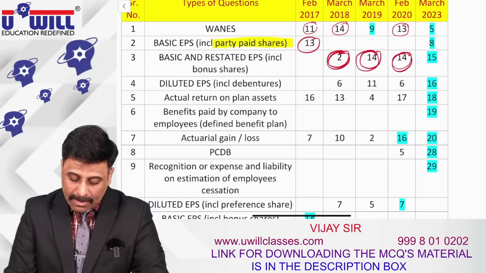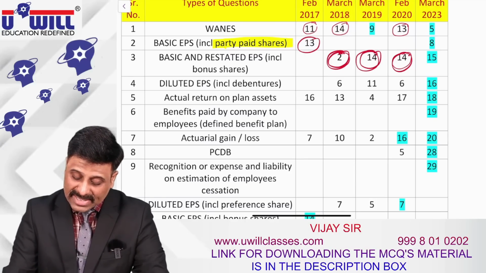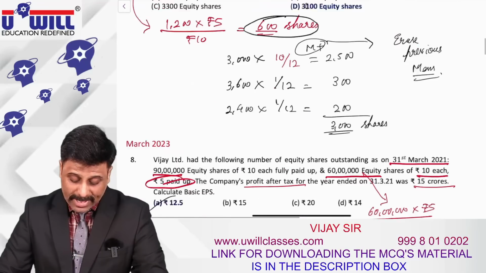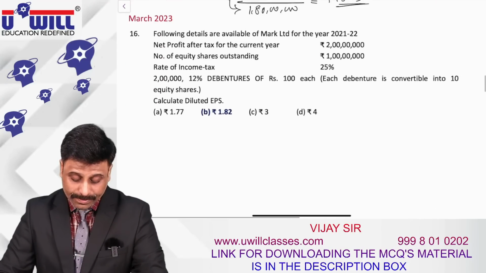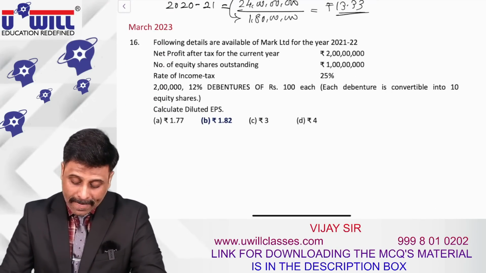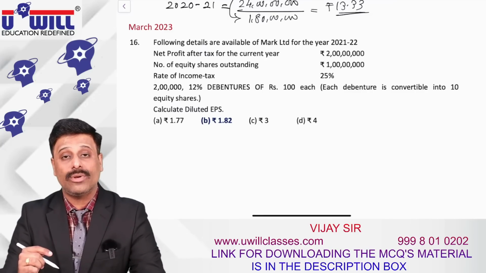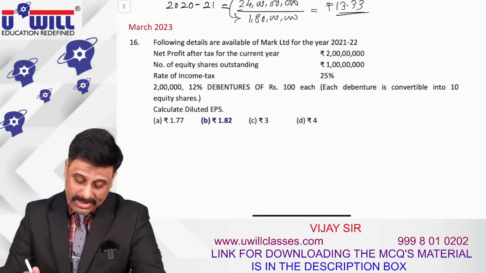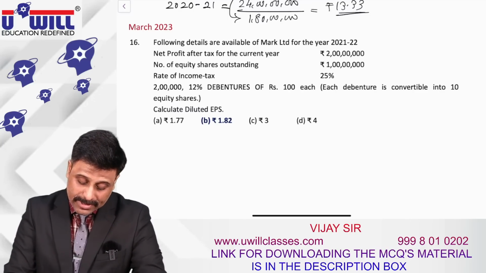Now diluted EPS including debentures, I am solving question 16 of recent exams. The other ones you'll try on your own. So look at the diluted EPS question, based on including the effect of debentures. Diluted EPS can also be calculated including the effect of preference shares. Right now we solve including debentures. We'll also cover preference shares.